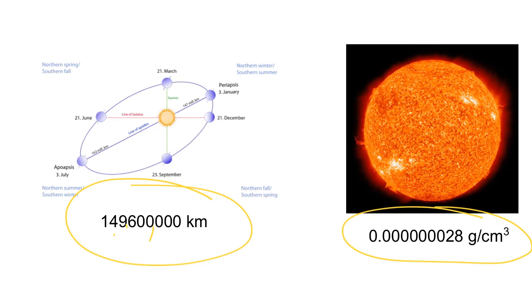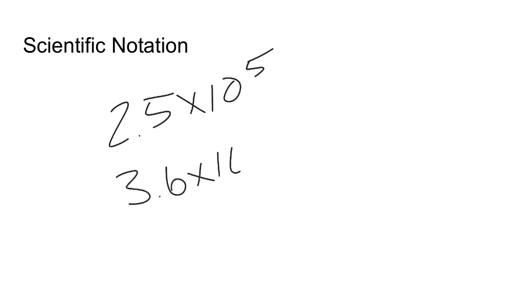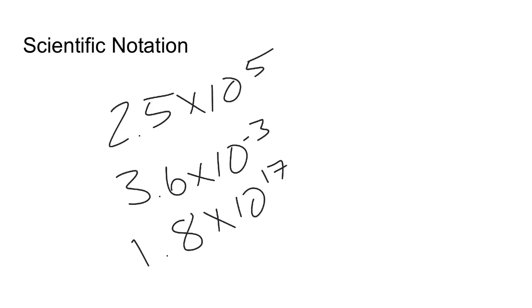And so in science, we're dealing with these really big and these really small numbers all of the time. And so we've got to have a better way of representing these. And that's where scientific notation comes in. Scientific notation is something that you've probably seen before. If you have 2.5 times 10 raised to the fifth, that's scientific notation. Or 3.6 times 10 raised to the negative third, that's scientific notation. Or maybe 1.8 times 10 to the 17th, that's scientific notation.